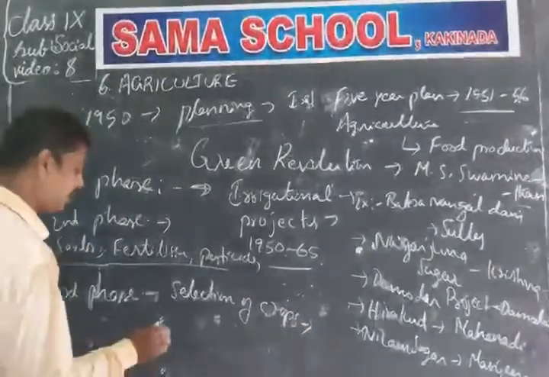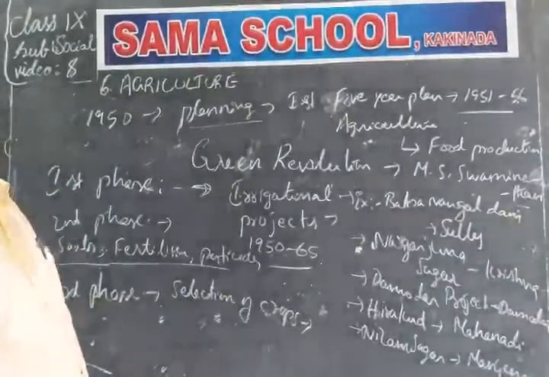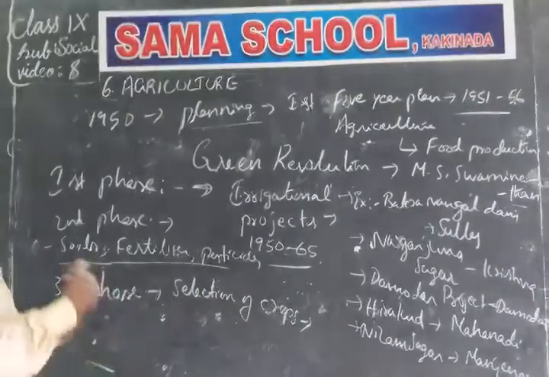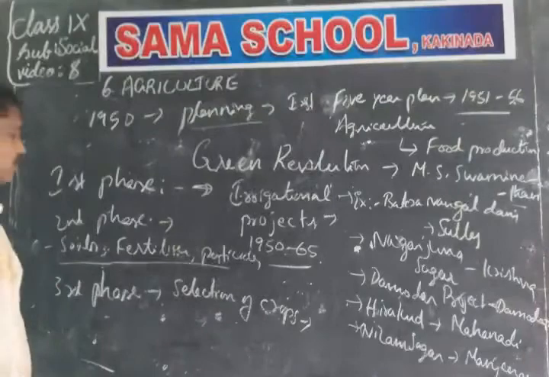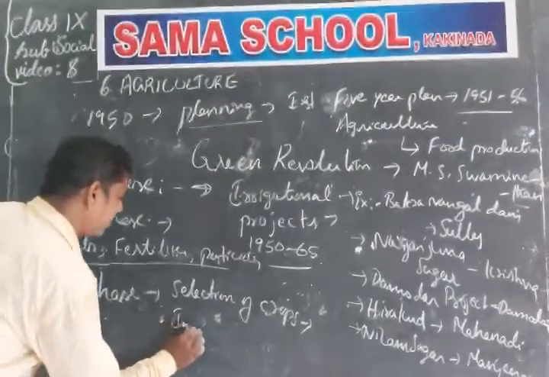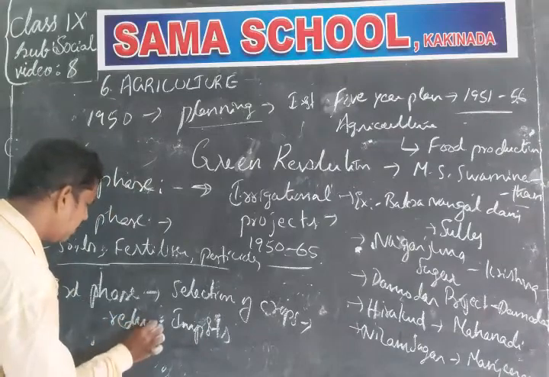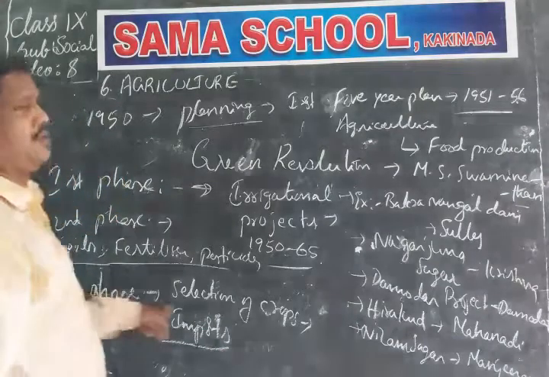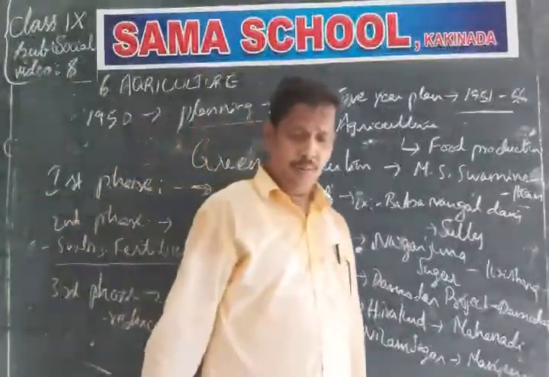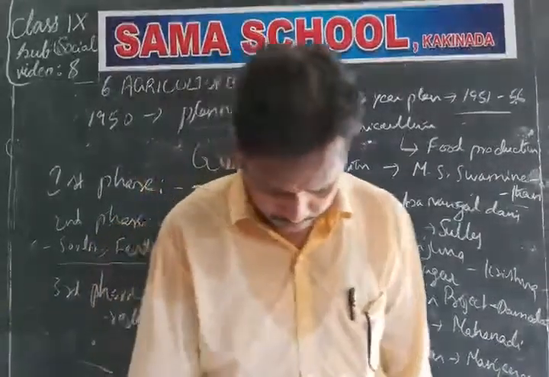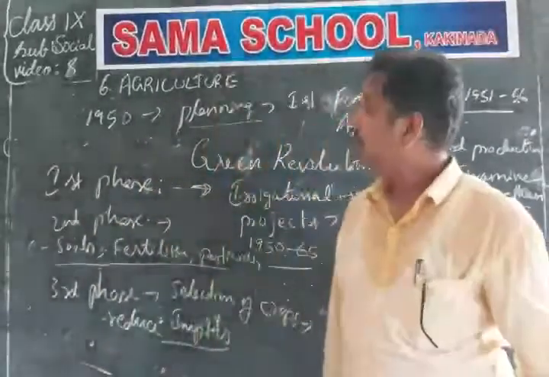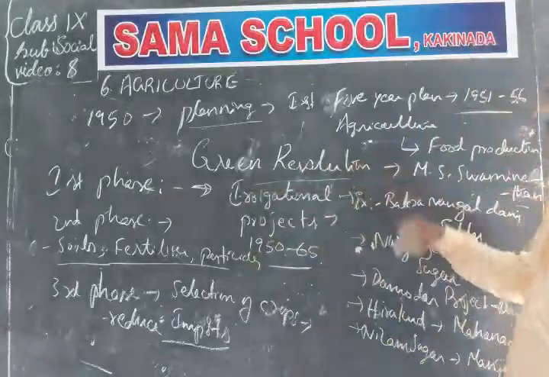And we won't allow other countries to take over our food crops. We stopped our imports to reduce imports. By reducing imports, we should provide a good amount of food production to the people, children. So all these steps were taken. So these are about the Green Revolution.